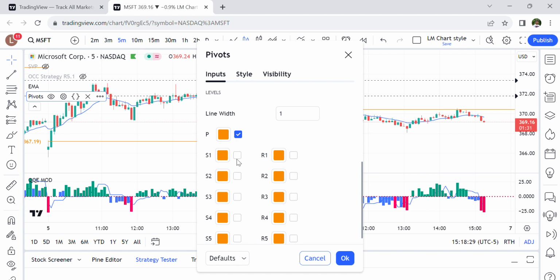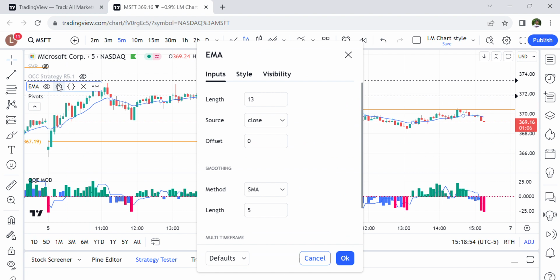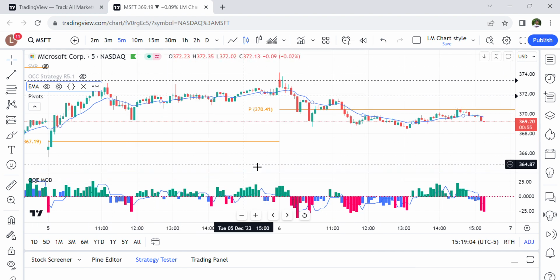I will just remove all these S1 and R1, that is support and resistances. But if you still want to keep them to see what is a support and resistance for that particular stock, you may keep the supports in green and resistances in red. You can just change the color from here. So this is my setup for pivot point. Let's go to the EMA. I have kept 13 EMA, and everything else is the default setting. Then QQE mod is in the lower part of the screen. This is again a default setting.